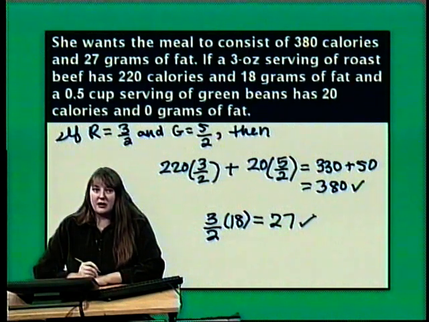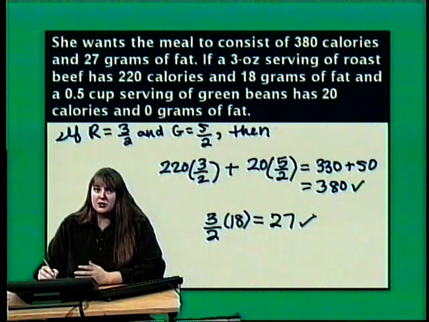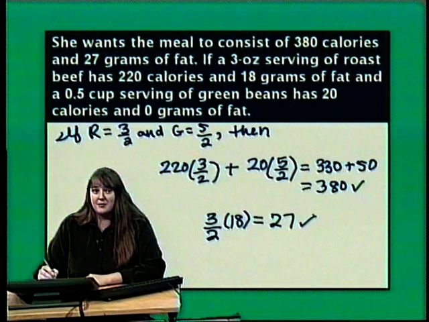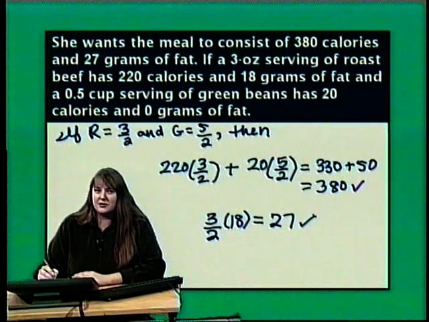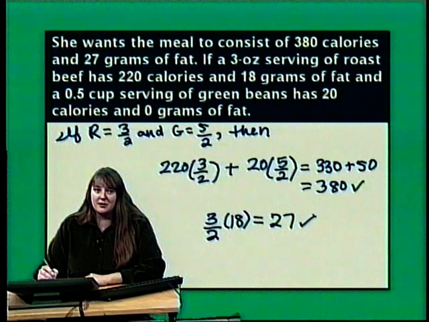So now we should be able to write a conclusion. Well, our question was actually how much roast beef and how much green beans she should prepare. In our statement of our problem telling about the numbers of calories and the number of grams of fat, we were told about 3-ounce servings of roast beef, and we were told about 1/2 cup servings of green beans. So let's think about this. If we're taking 3/2, which is 1.5 servings of roast beef, and we're talking about a 3-ounce serving, 1.5 times 3 would be a 4.5-ounce serving of roast beef.